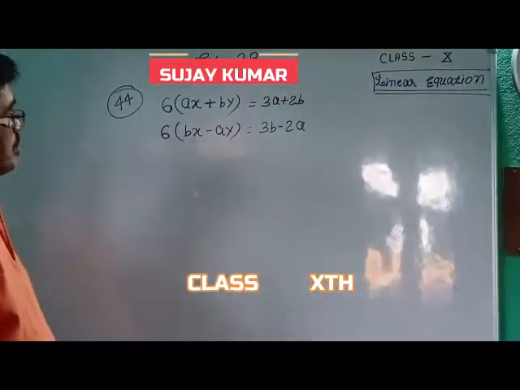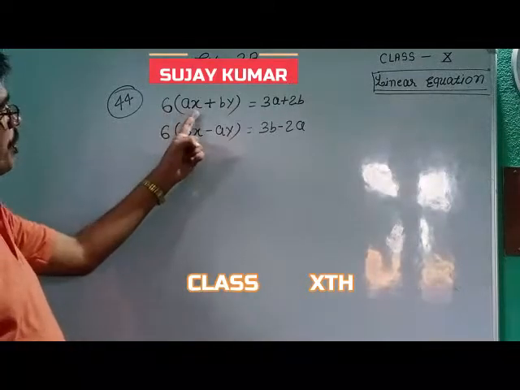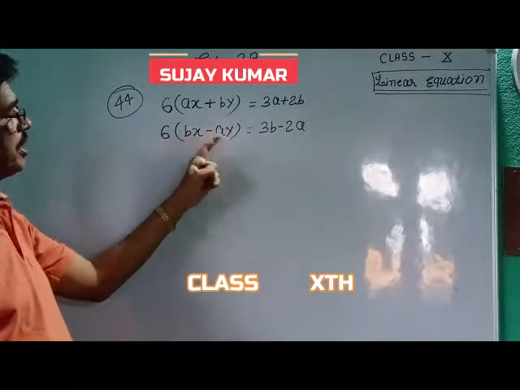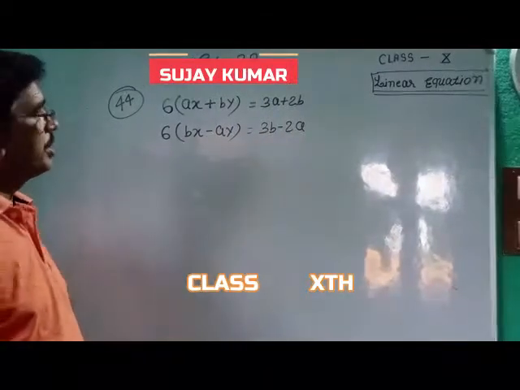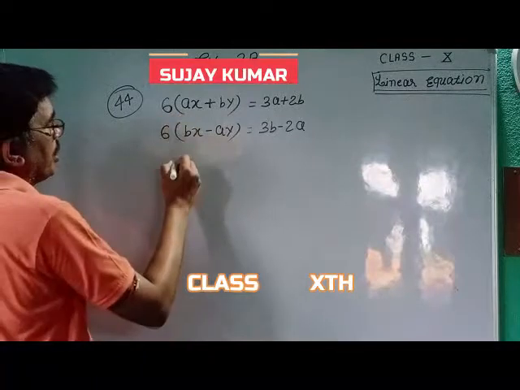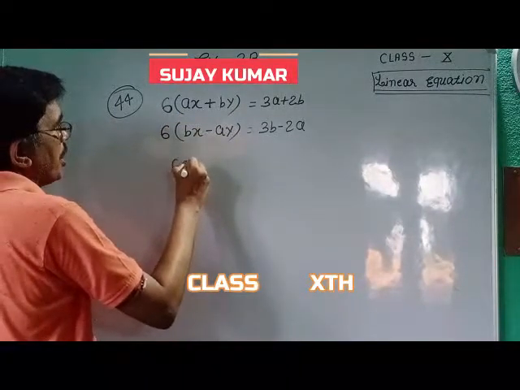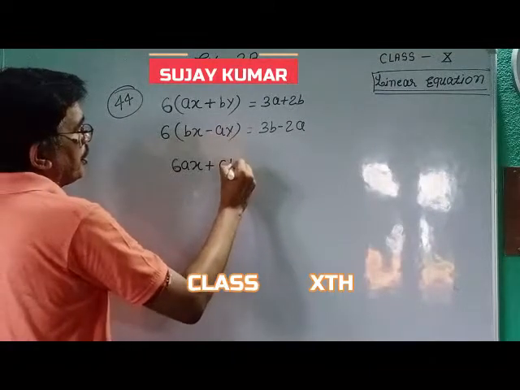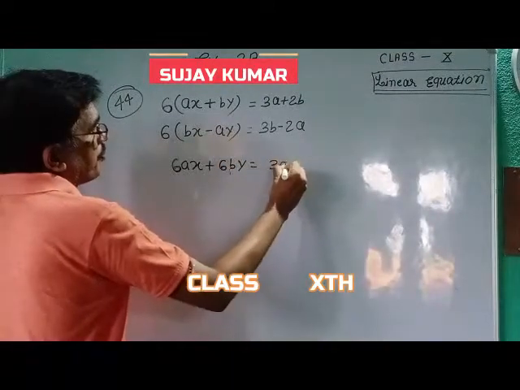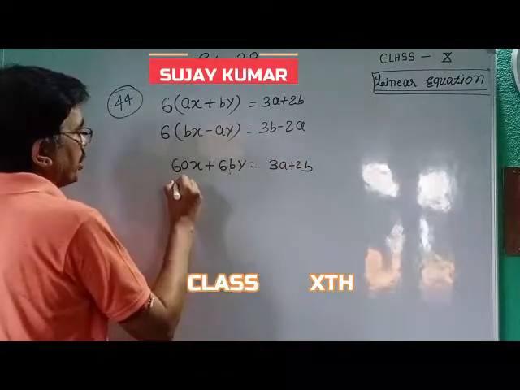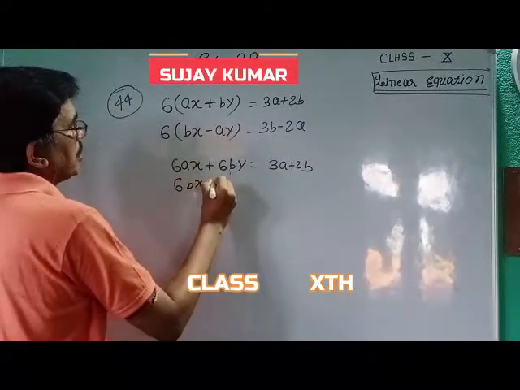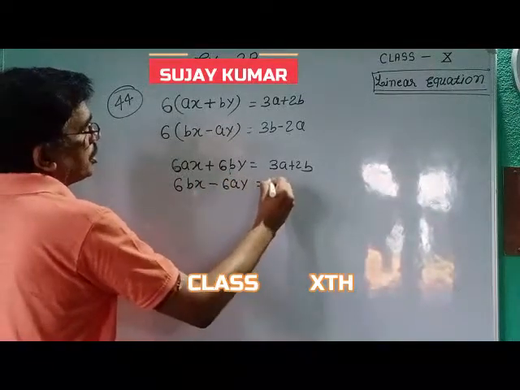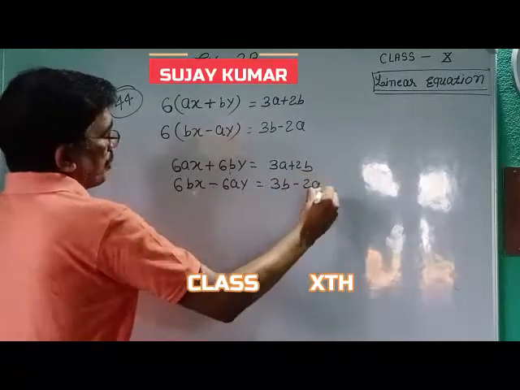Now see question number 44, that is 6(ax + by) = 3a + 2b, and 6(bx - ay) = 3b - 2a. Dear student, first you multiply here, then you get 6ax + 6by = 3a + 2b, and here 6bx - 6ay = 3b - 2a.